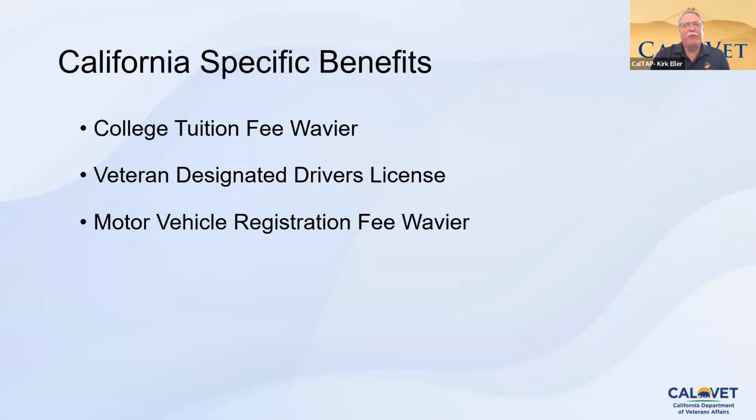Some of our most famous or most popular benefits obviously are the college tuition fee waiver. This is a fee waiver and benefit for the veteran dependents. How that works is if the dependent is eligible to attend a state-funded school and the veteran has a service-connected disability rating through the U.S. Department of Veterans Affairs from either 0% to 100%, the dependent children or spouse, if under certain plans, would have their tuition waived at any state-funded school. If you'd like to learn more about this, you can go to our website or we can address it in the Q&A at the end. It's a very popular benefit.